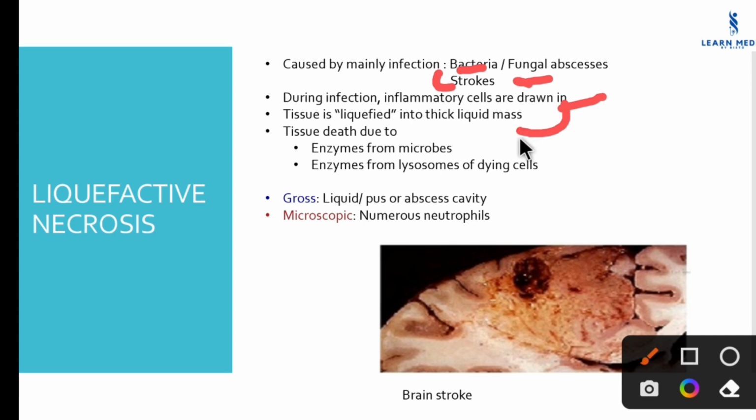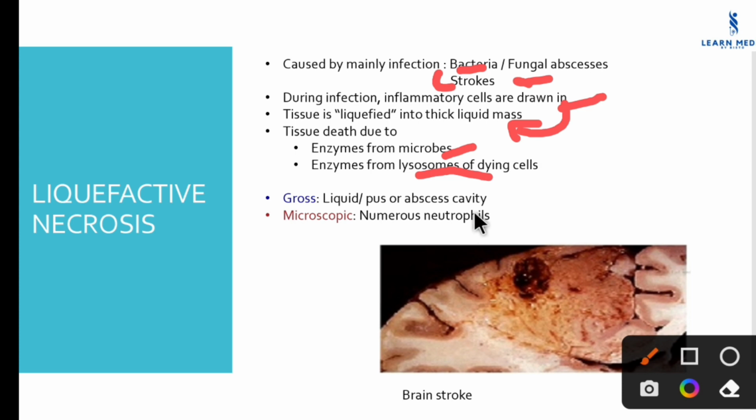The tissue becomes a liquid thick mass, which leads to tissue death by the enzymes from the microbes and enzymes from lysosomes. In the topic of apoptosis, I mentioned that there are a lot of enzymes present. Lysosomes are responsible for various types of cell death. So the enzymes present in the lysosomes of dying cells are also responsible for the tissue death.